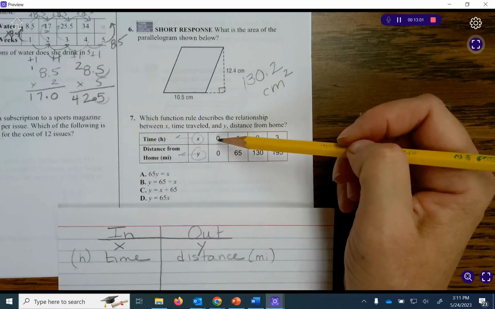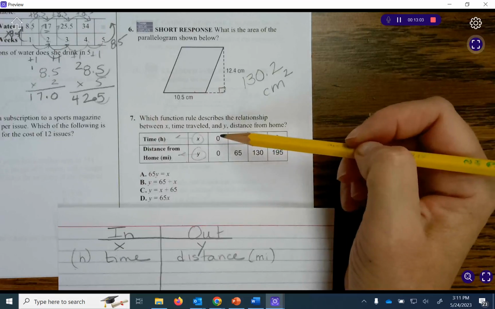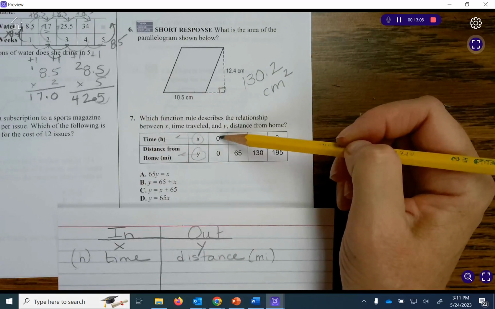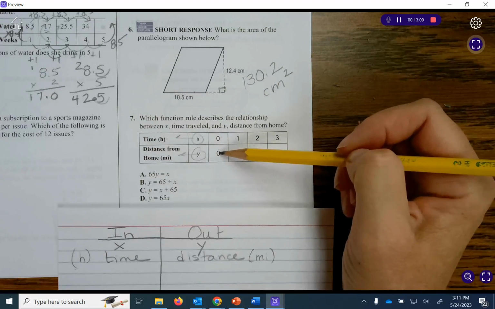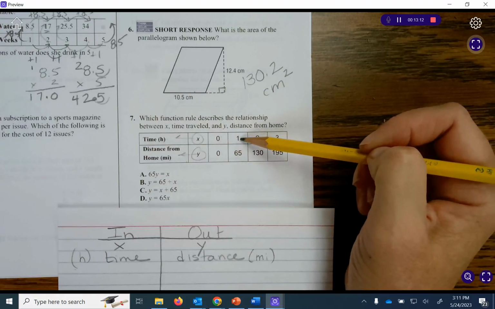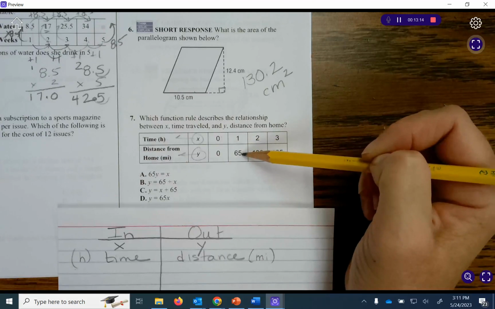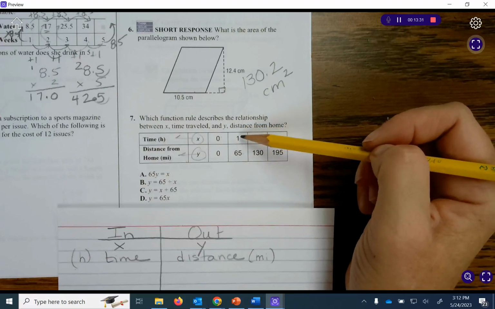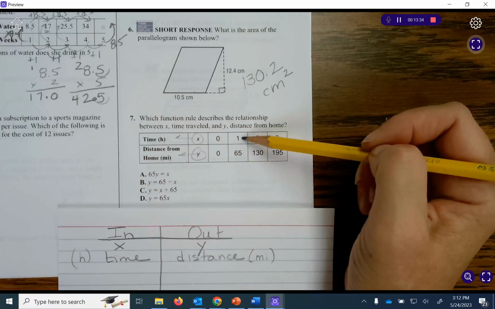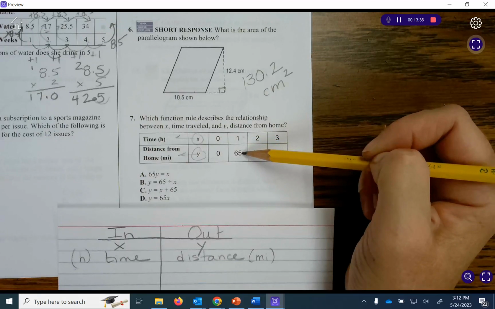So it makes sense that at the beginning, 0 is your time, and your distance from home is 0 because you're at home. An hour later, you are 65 miles from home. To think critically about this problem, ask yourself, am I walking, running, riding a bike, driving a car, or flying in an airplane? What do you think you're doing if you can get away from your house in 1 hour and go 65 miles away? Well, chances are you're probably driving a car.